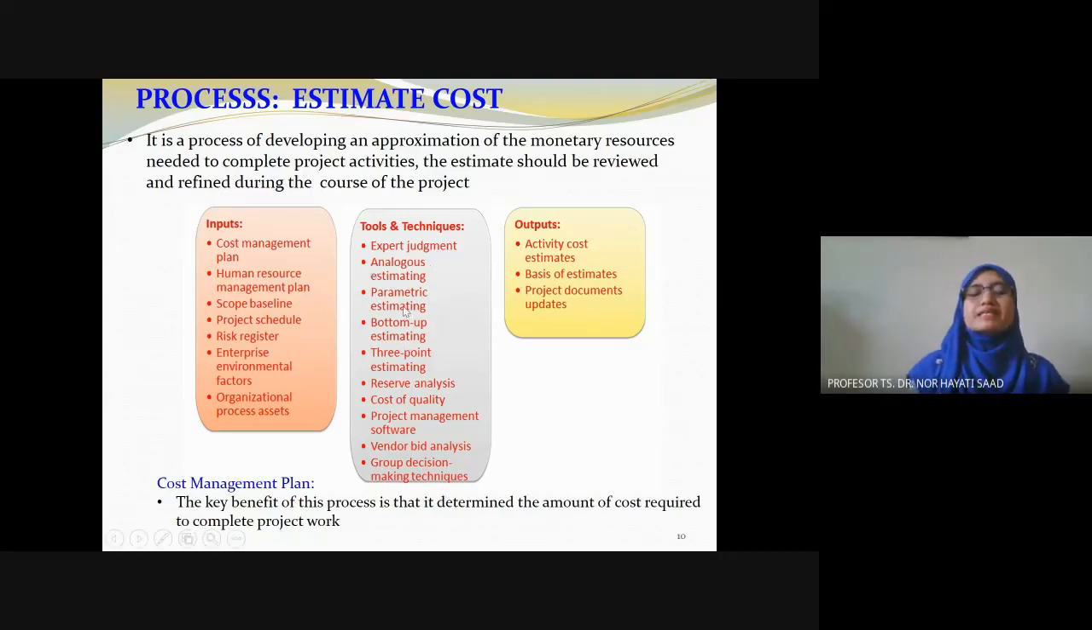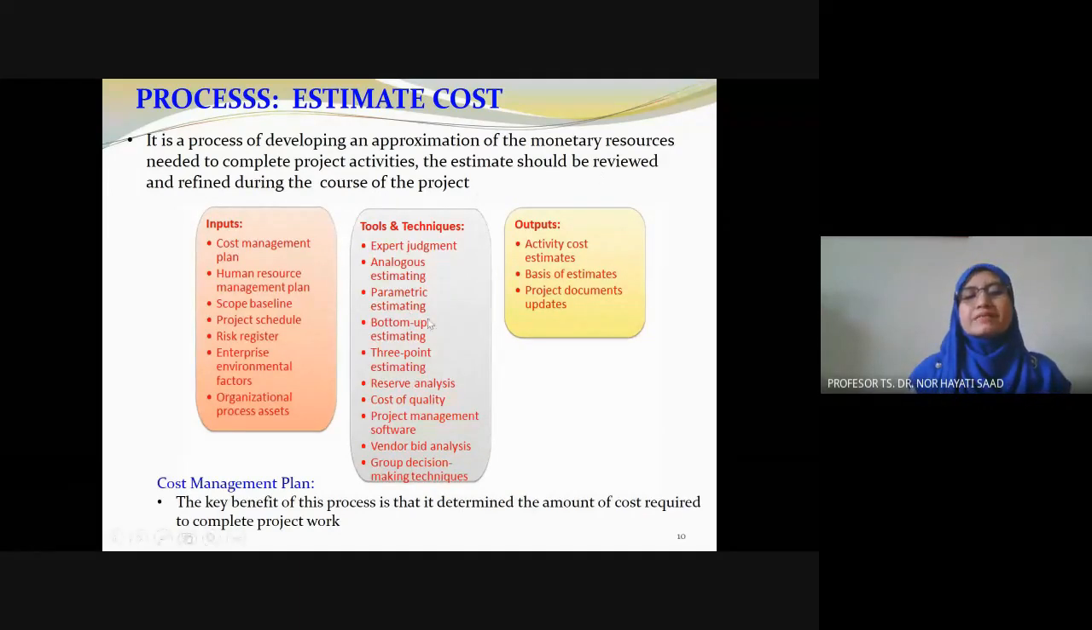Parametric estimating is as simple as based on a parameter. For example, when I wanted to build my clean room previously, I have, let's say, 3 fume hoods. One fume hood costs, let's say, 20,000. So if I have 3, how much? That quantity of 3 is the parameter in this case. Then we multiply by 3 and get 60,000, as simple as that.